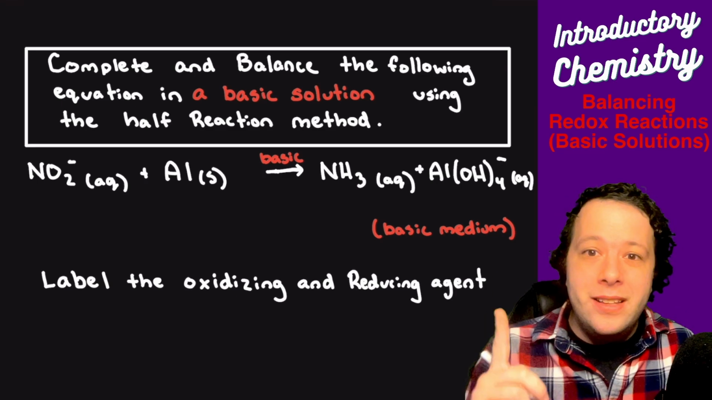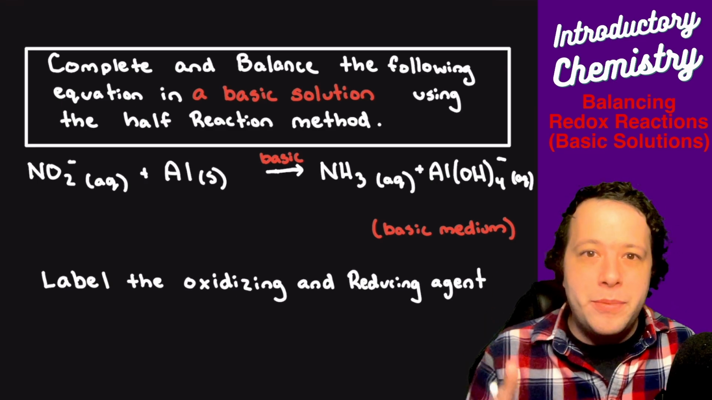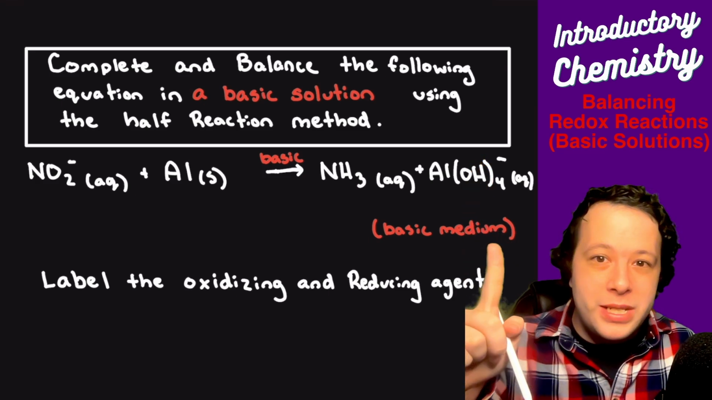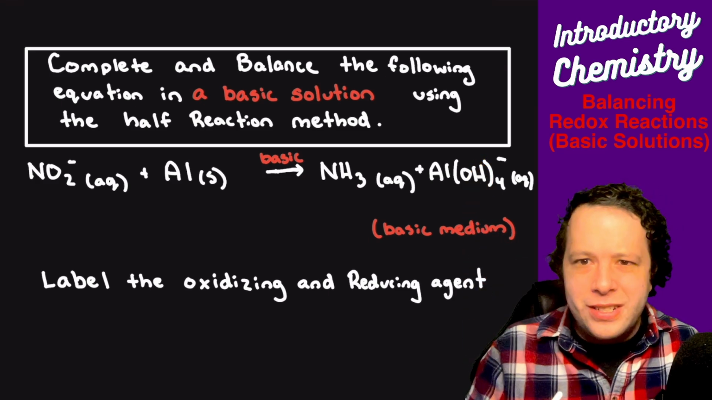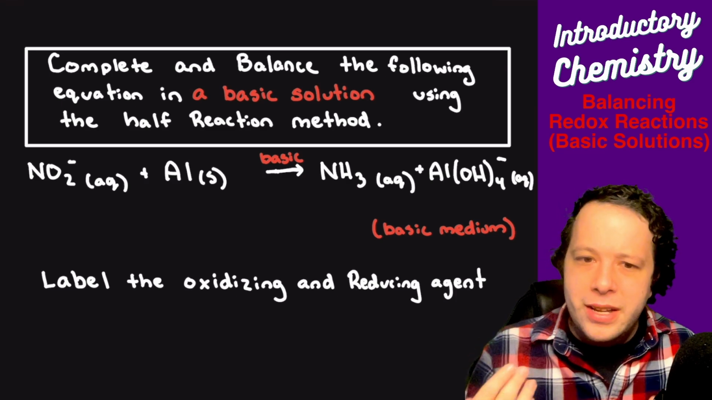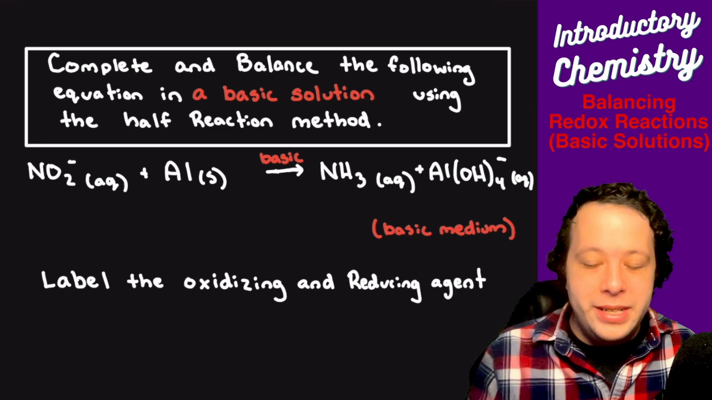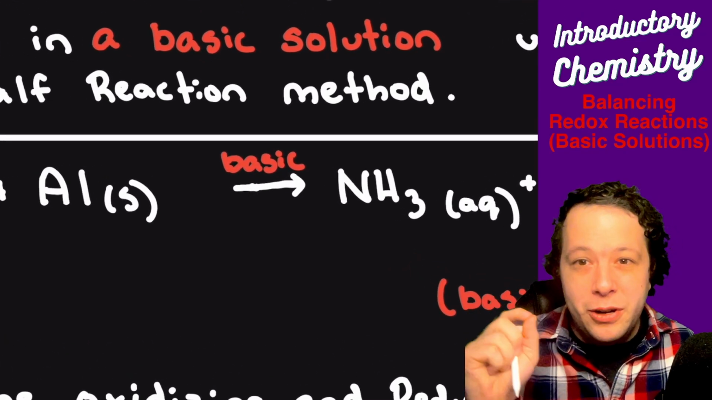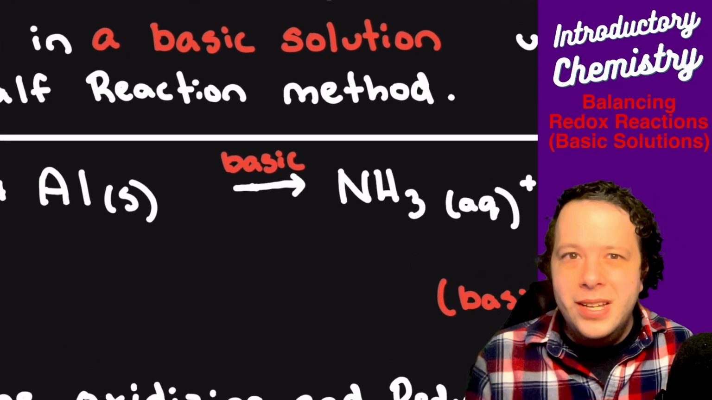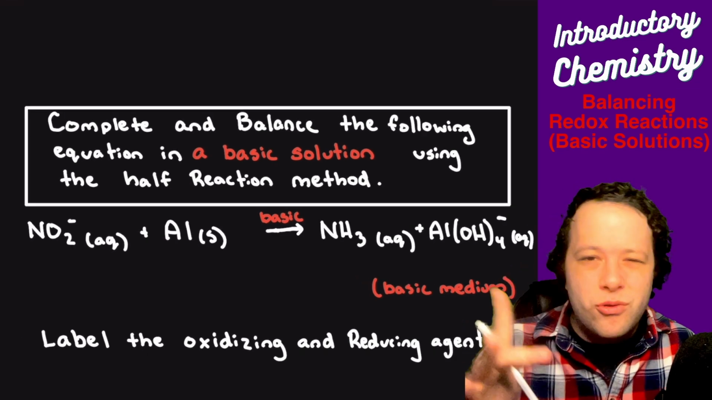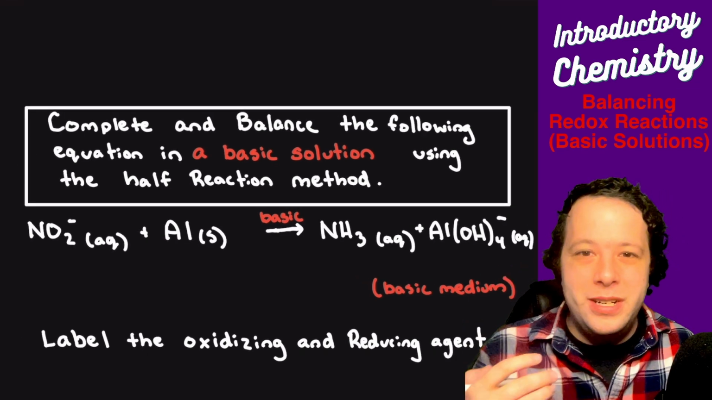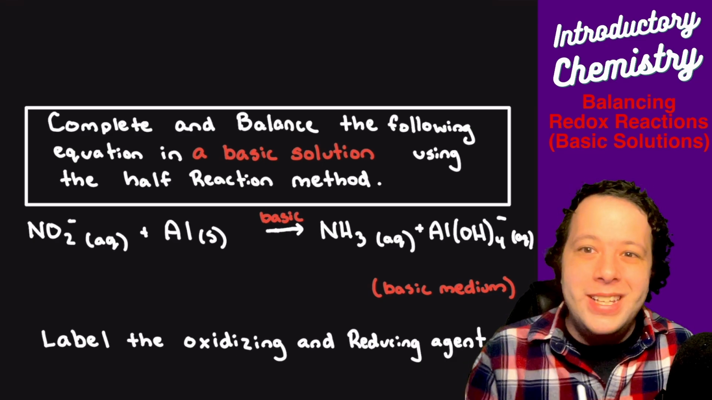Now, keep in mind, this could be shown in a couple different ways in a problem. It could be listed out in the problem like this above. Sometimes you might have it where it says in a basic medium. This is just the same idea of a solution, just another way of writing the same idea. The other way is that sometimes you'll see it where it says basic over the reaction arrow as well. There are three different ways to give you that hint of, hey, you need to do the half reaction method in order to balance this in a basic medium. So let's go through our steps.